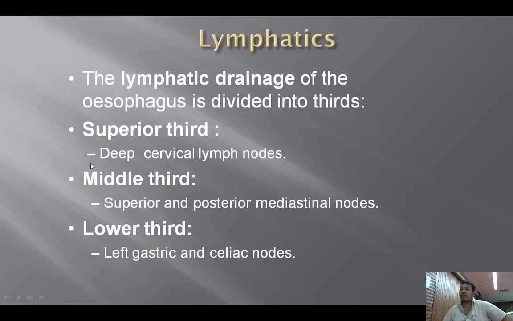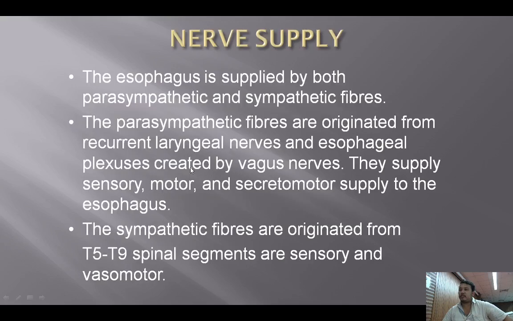Lymphatics again, because it's a long tube, the different places have different lymphatic drainage. The superior third is by the deep cervical lymph node, the middle one third by the superior and the posterior mediastinal nodes, and the lower one third by the left gastric and celiac nodes. Just try to memorize. The esophagus again has both parasympathetic and sympathetic nerve fibers. Don't go into details of this.